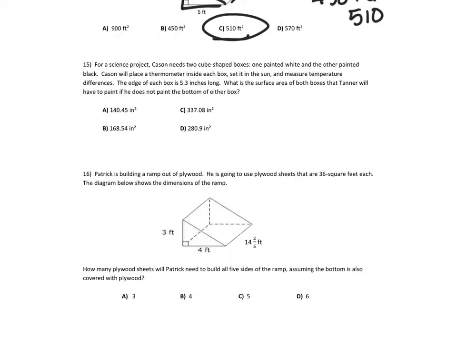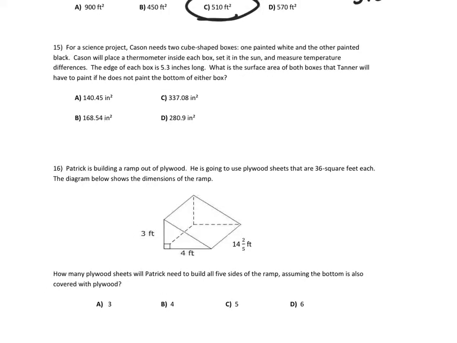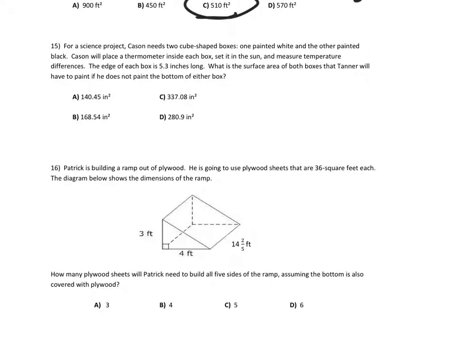Number 15, for a science project, Kaysen needs 2 cube-shaped boxes, one painted white and the other painted black. Kaysen will place a thermometer inside each box, set it in the sun, and measure temperature differences. The edge of each box is 5.3 long. What is the surface area of both boxes that Tanner will have to paint? Okay, so it's really a cube, so we need the surface area of both boxes, so we need 2 boxes.